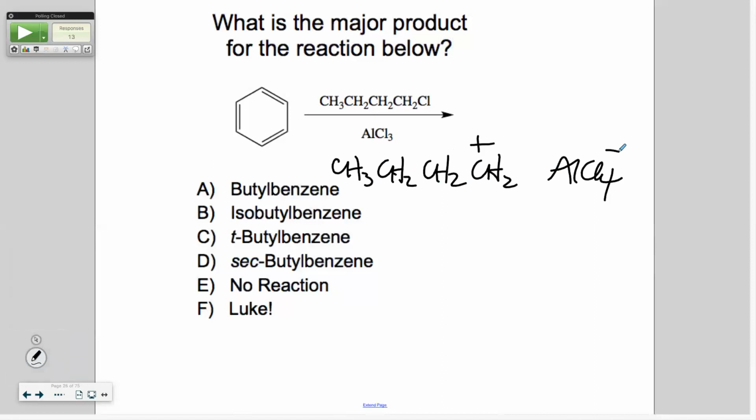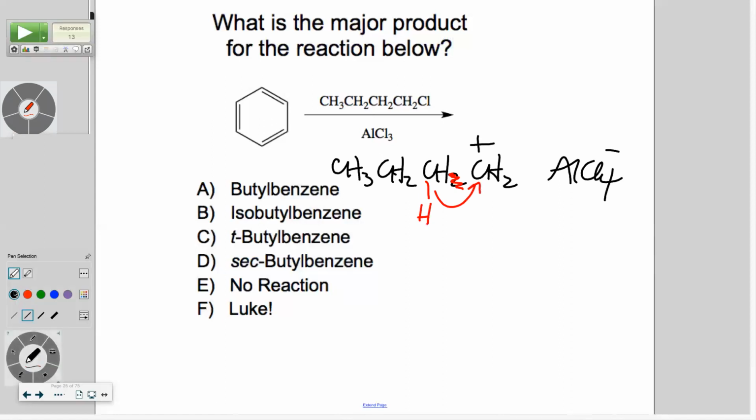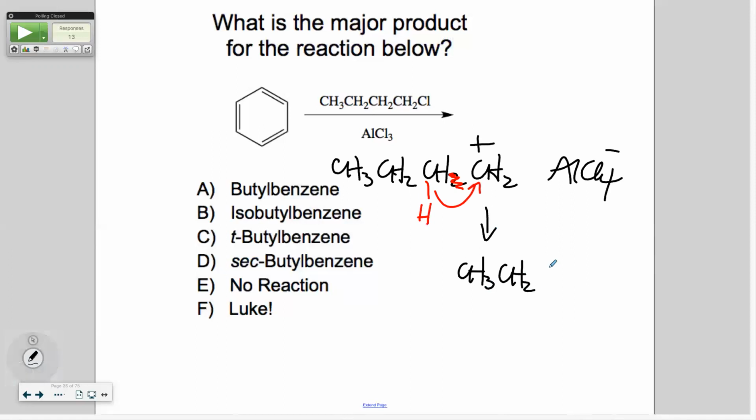Because what kind of carbocation is that? Primary. Can we make it more stable? Sure. We're going to move a hydrogen over. And what kind of carbocation do I get now? Secondary. Okay, now your benzene is going to attack that carbocation. Things that occur within a molecule are faster than things that occur between molecules.